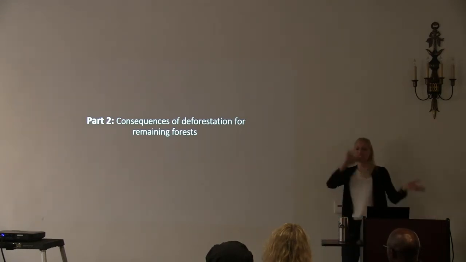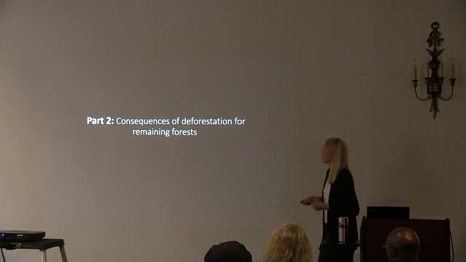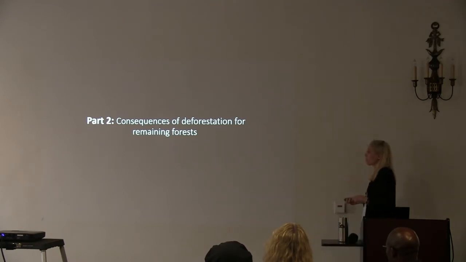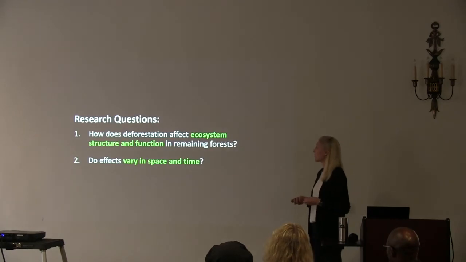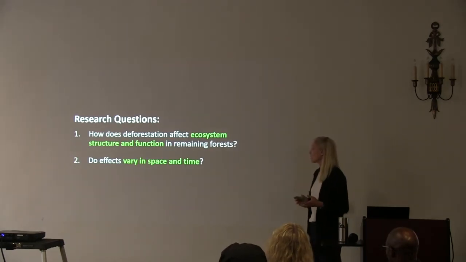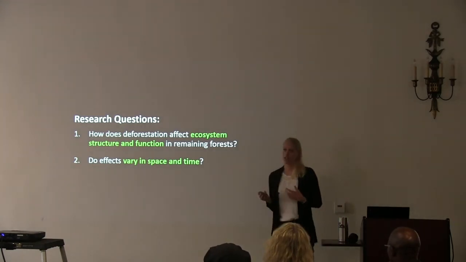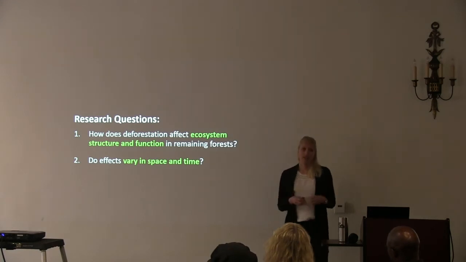So I'm going to switch gears to the ecological side of things now, after talking about the social component and the sustainability solutions drawn from that. In part 2, I want to focus on the consequences of deforestation for the forests that are still left standing. And the question I'm really interested in here is, how does deforestation affect ecosystem structure and function in these remaining forests, and does that vary across communities in space as well as in time?